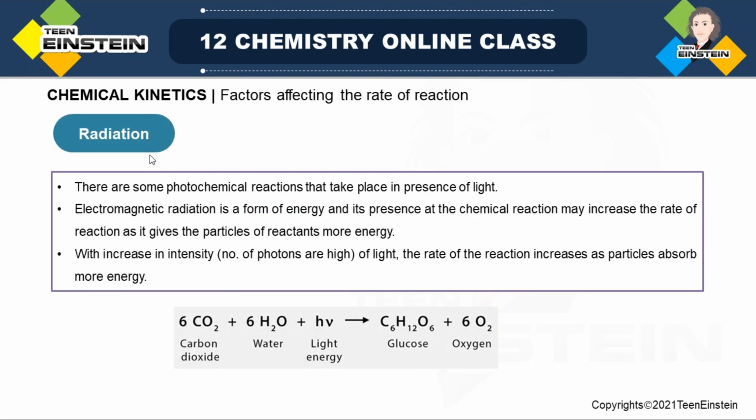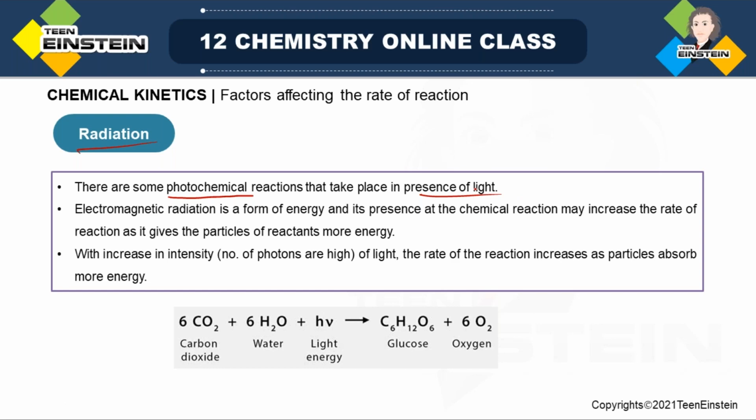In the last class, we started discussing different factors affecting the rate of reaction. The factors that we have discussed, four to five factors, are nature of the reactant, temperature, catalyst, etc. The last factor which affects the rate of reaction is radiation. When we say radiation, it is basically electromagnetic radiation, and it is applicable only when the reaction is photochemical in nature. Photochemical means the reaction occurs in the presence of light. That is why we call it photochemical.